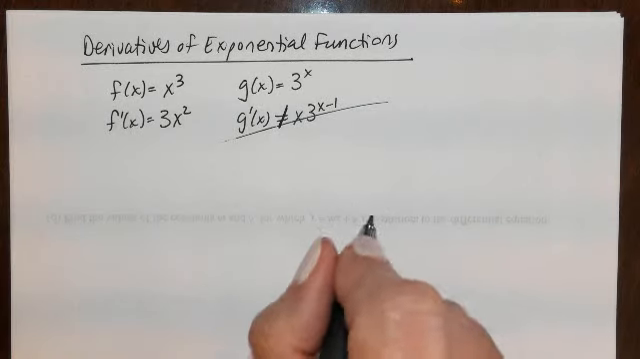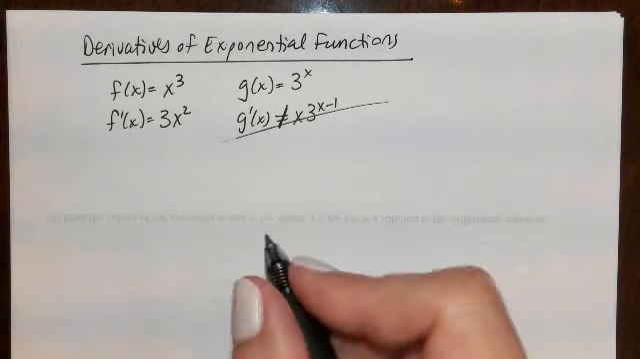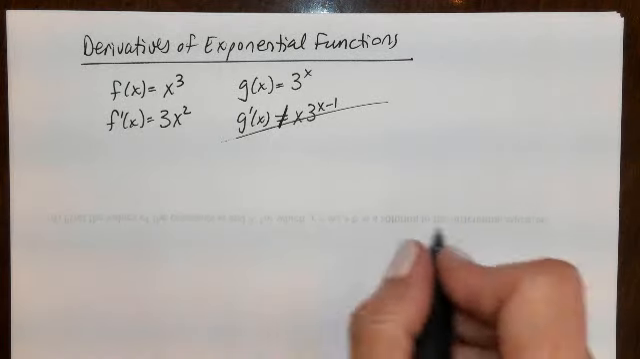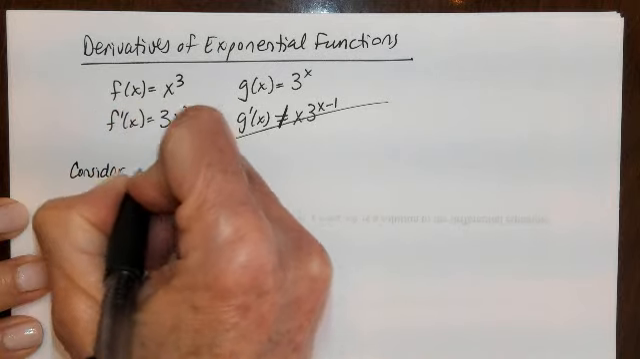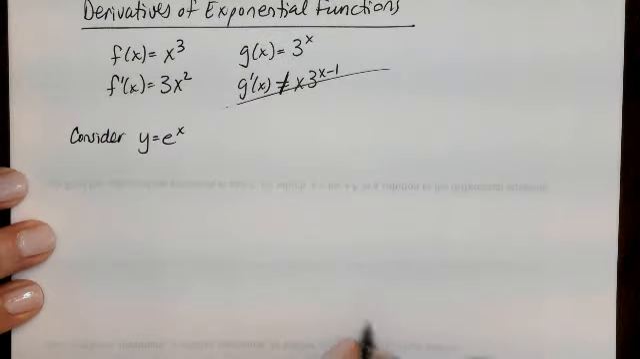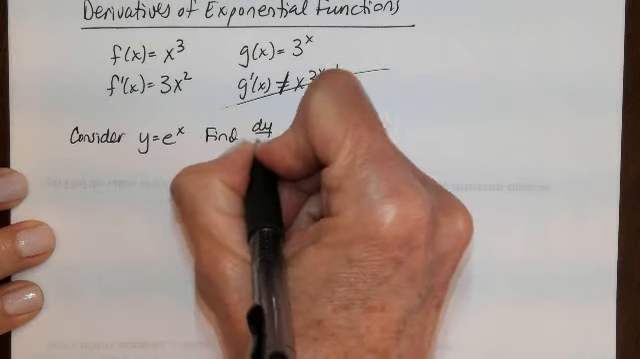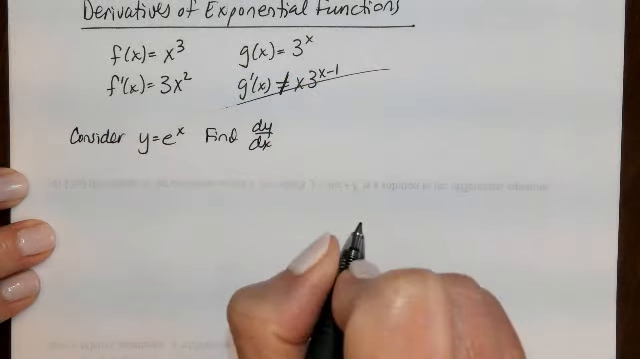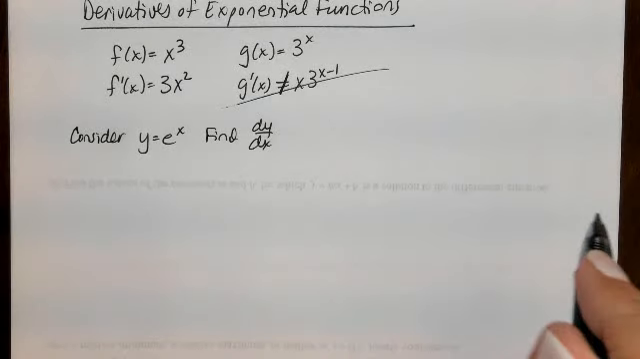Well, just like with logs, we looked at natural logs first. With exponentials, we're going to look at e to the x first. So let's consider y equals e to the x. Okay, let's consider that. And we want to find dy/dx. Okay, I'm going to show you why the formula is the way it is.